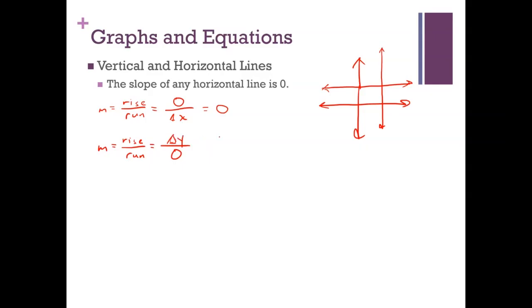Because of that, we can't really give a number to the slope of a vertical line. The slope of any vertical line is going to be undefined. So the slope of a horizontal line is 0. The slope of a vertical line, we can't really even measure it. It's undefined.